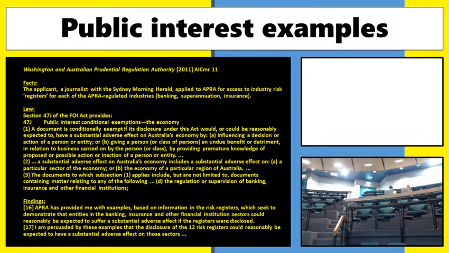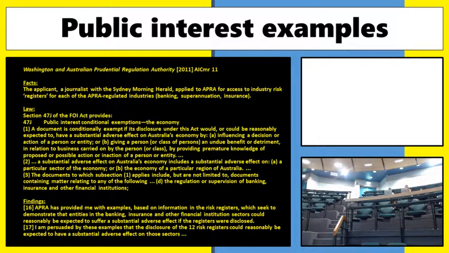All right, what have we got here? Washington and the Australian Prudential Regulation Authority. This is from 2011. This is due to APRA. They are the regulatory body for banking, superannuation, and a couple of types of insurance. And here, the argument was under section 47J. And this is to do broadly with the economy.